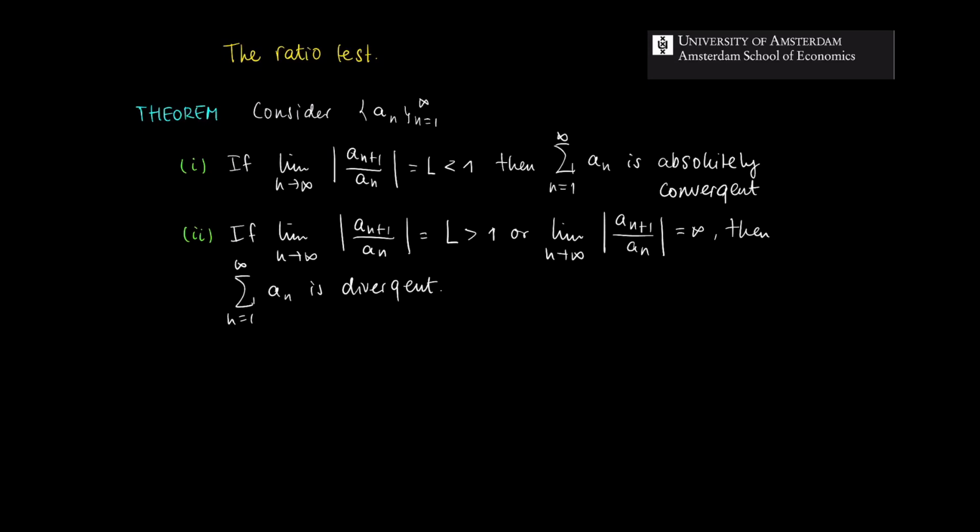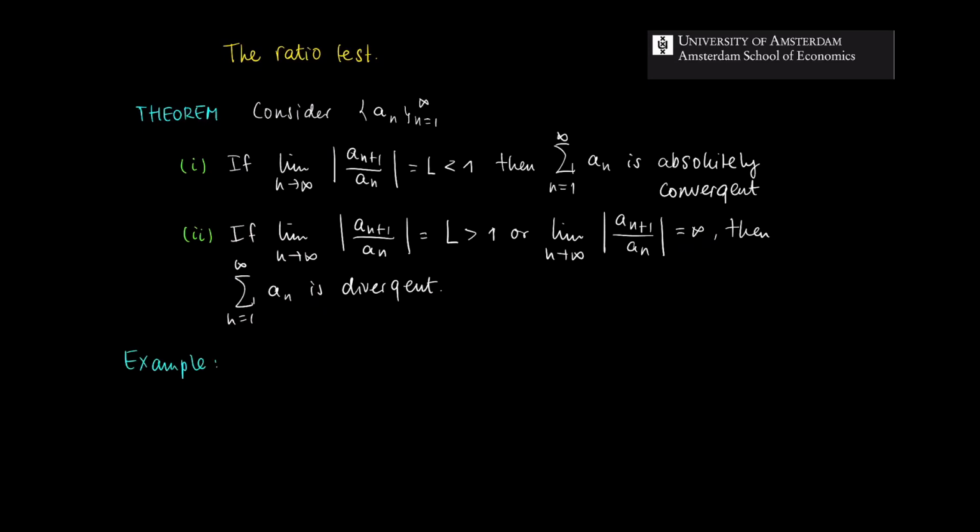So this gives a clear answer, a clear test. It's called the ratio test. So we take a ratio of two consecutive terms and we do it for all n. And if it has a limit L smaller than 1, then we have absolute convergence. If it's larger than 1 or even infinity, then we can immediately tell that the series is divergent. Okay, let's discuss it directly.